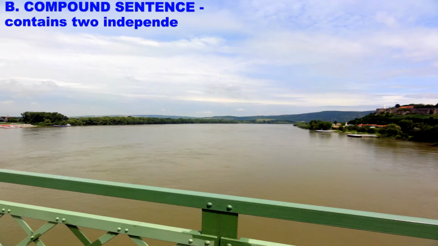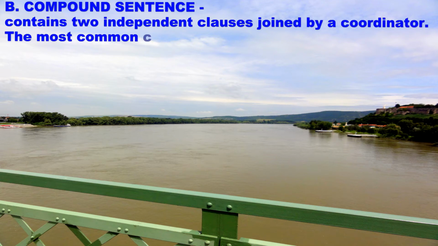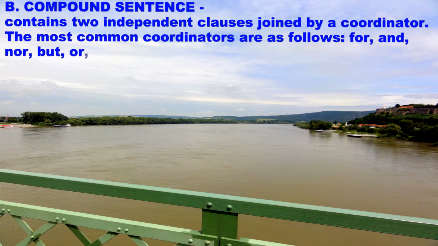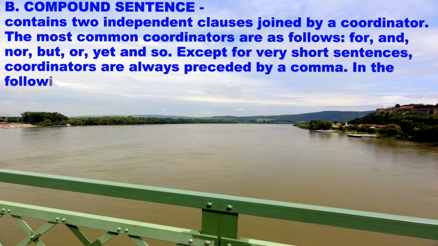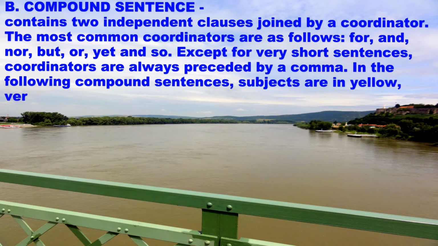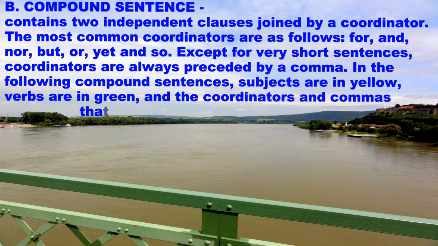Now, let's take a look at a compound sentence. A compound sentence contains two independent clauses joined by a coordinator. The most common coordinators are as follows: for, and, nor, but, or, yet, and so. Except for very short sentences, coordinators are always preceded by a comma. In the following compound sentences, subjects are in yellow, verbs are in green, and the coordinators and the commas that precede them are in red.